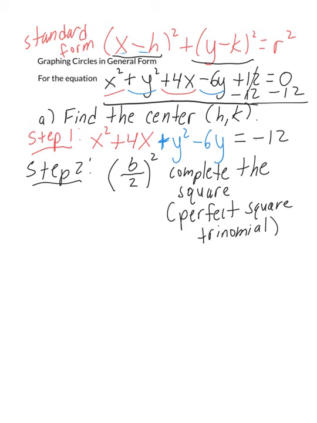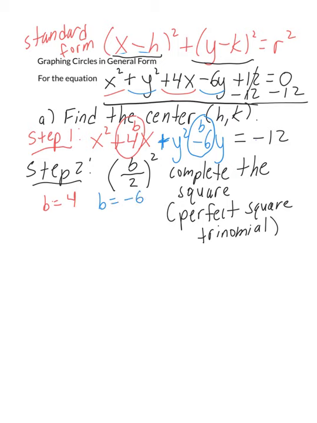So, as I look at my x's first in red, b in this case is the number in front of x. So my b for the x's is 4. And then for the y's, my b number is going to be the number glued to y. So that's going to be -6.